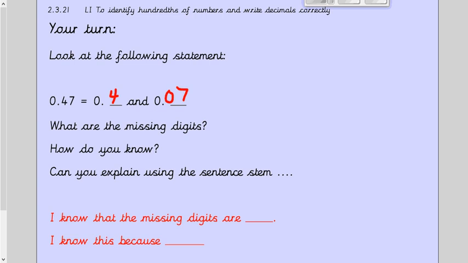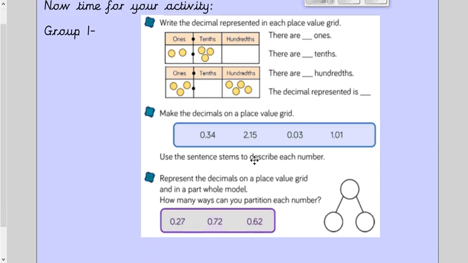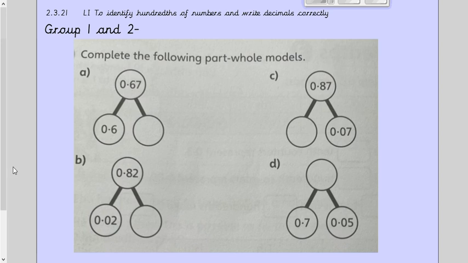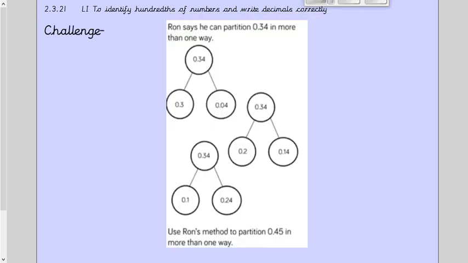Moving on then to your activity for today, this is group 1's task. There are 3 questions there for you to have a look at. This is also on the PDF on the website. This is group 1 and 2. Group 2. And then the challenge. Once you've had a go at some of them, come back and we'll go through the answers together.